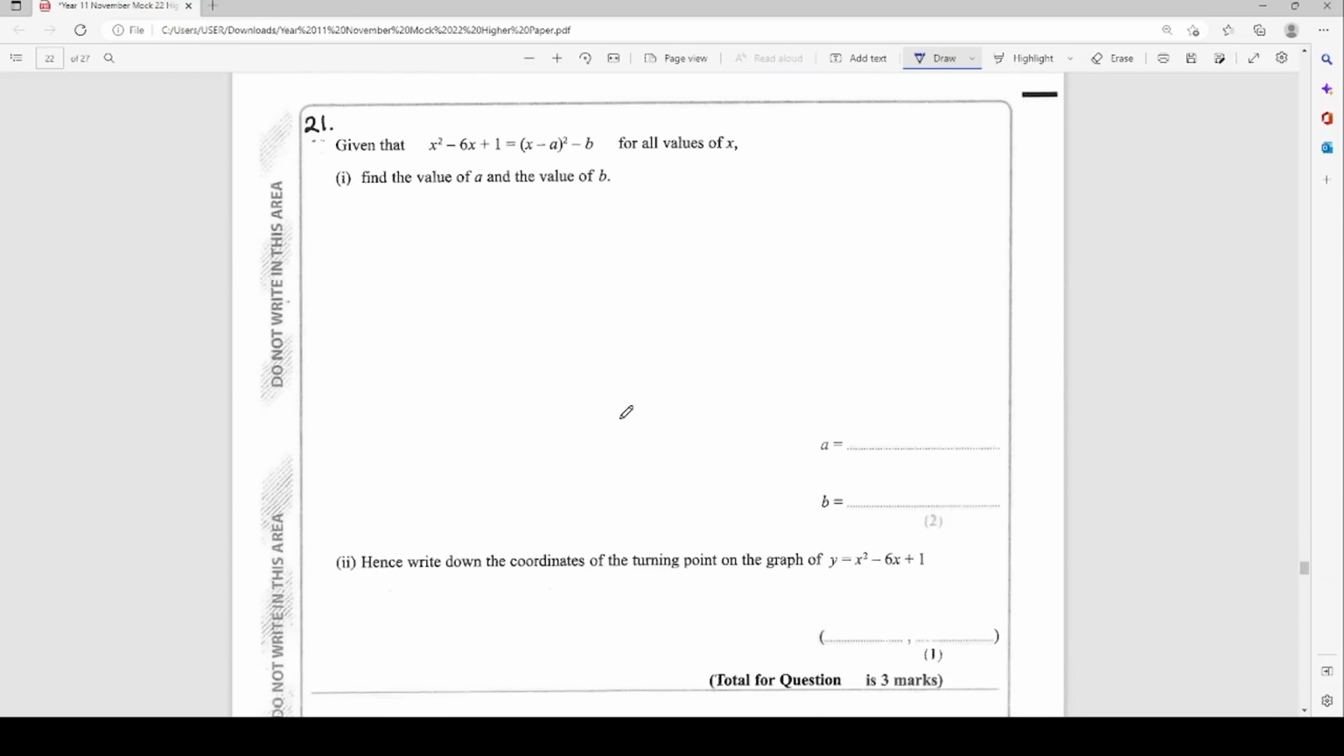So that's a 4 marker. Now congrats, we are coming very close towards the end. Let's finish it up, guys.